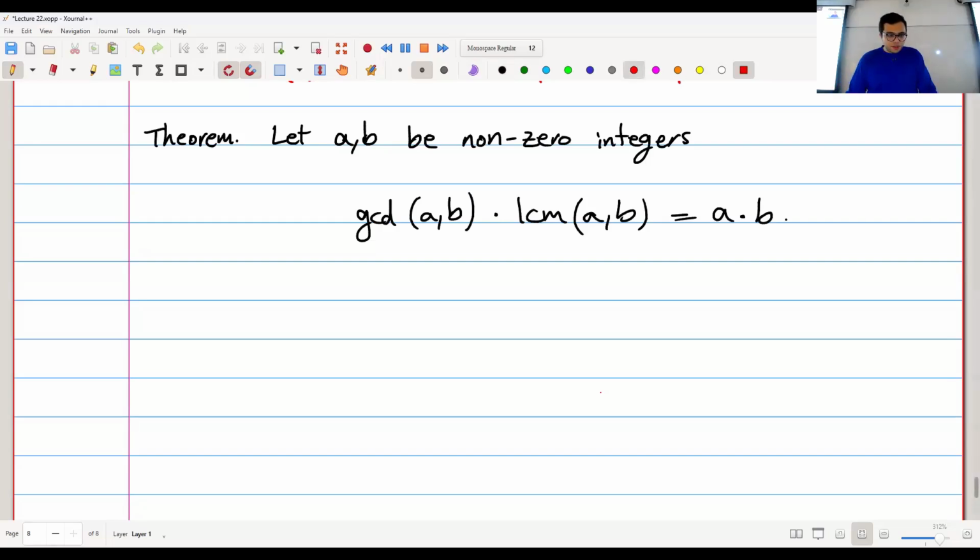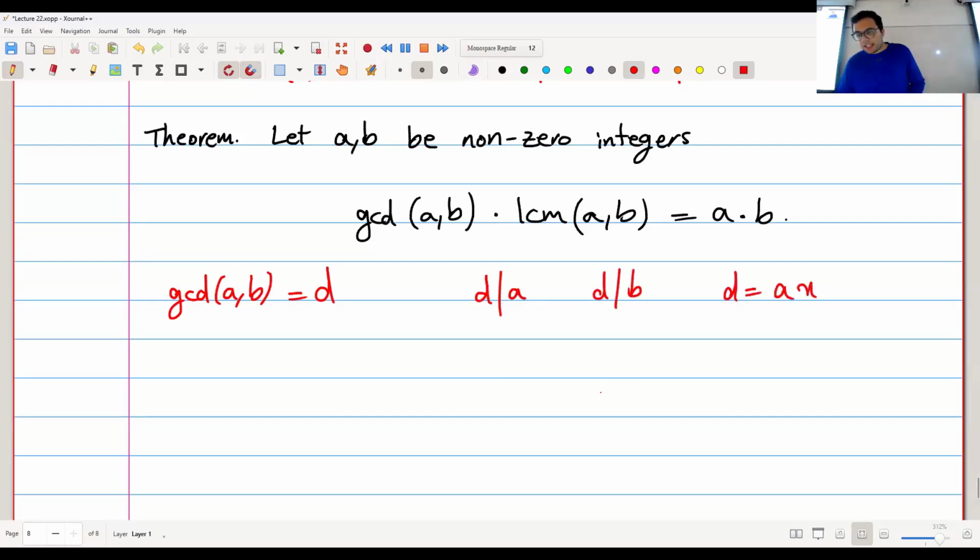So here's what I'm going to do. Let's give this a name. Let's say GCD of A and B is D. What do I know about this D? I know that D divides A. I know that D divides B. I know that D can be written as AX plus BY. These are all the things that I know so far about the GCD of A and B.